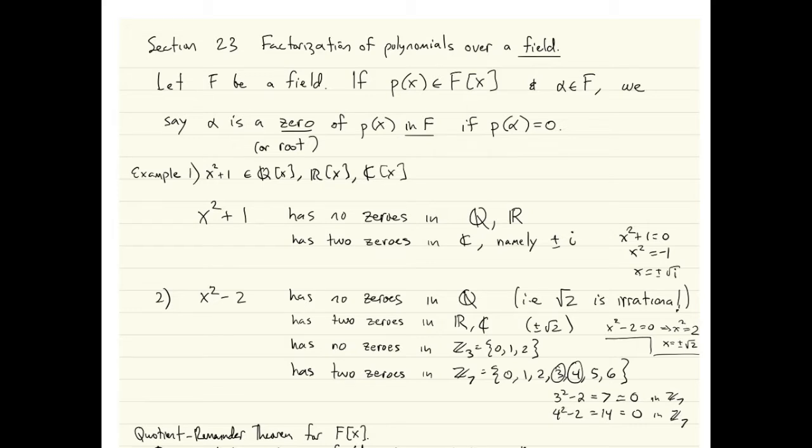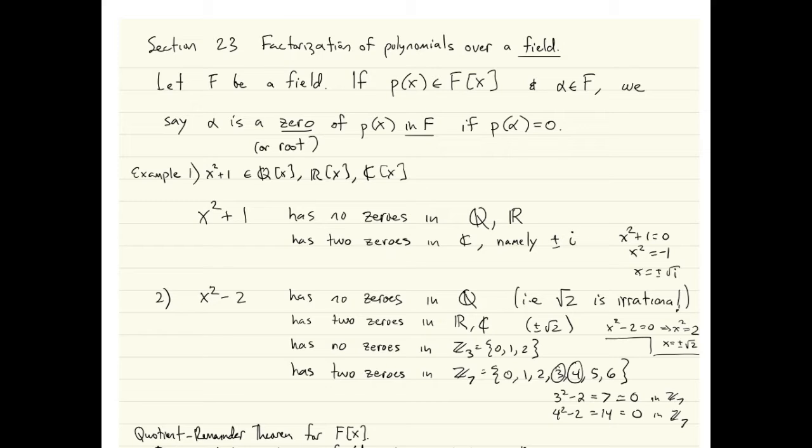Okay, so for example, let's look at the polynomial p(x) = x squared plus 1. This is a polynomial in Q[x], R[x], and C[x], because its coefficients, which are 1 and 1, there's also some zeros in front of x, but you can ignore those, come from the rational numbers. They are also therefore in the real numbers and the complex numbers. So we can consider this polynomial as a polynomial in the ring of polynomials with coefficients in Q, R, or C.